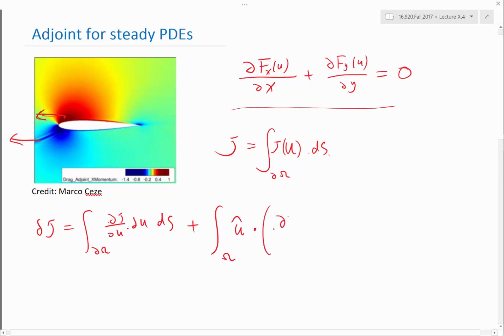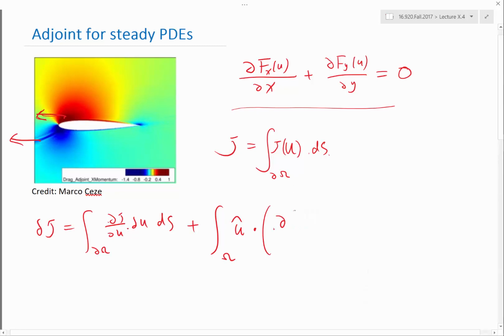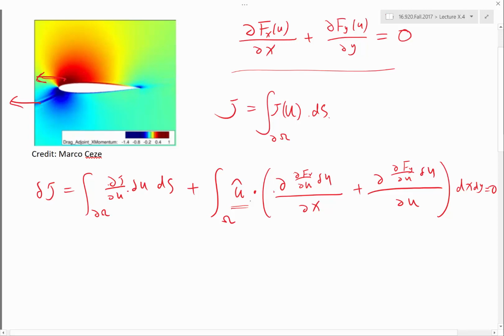linearized differential equation. So partial df x du delta u dx plus df y du delta u dy. This is equal, over the entire x and y domain, to 0, right? So this is introducing the Lagrange multiplier as a function of space. Just like in the ODE case, we introduce u hat as a function of time. In our PDE, we introduce u hat as a function of x and y.